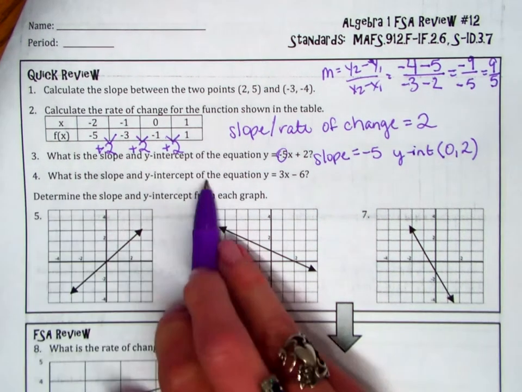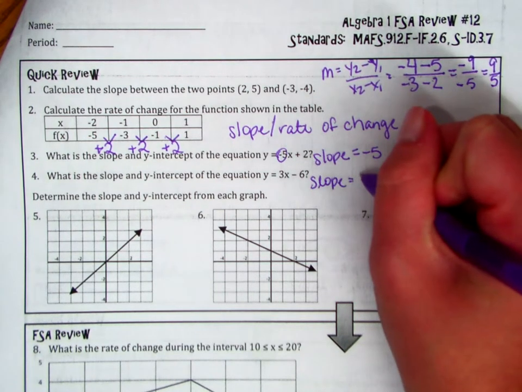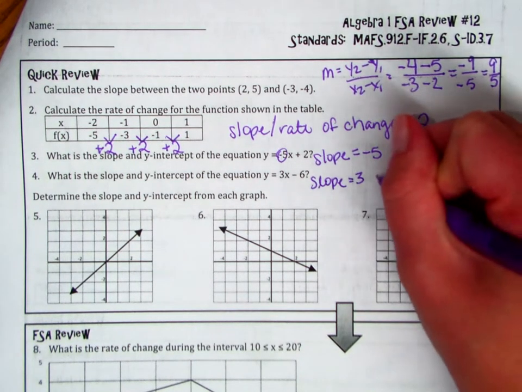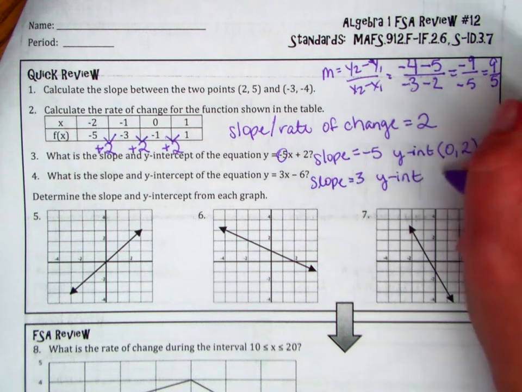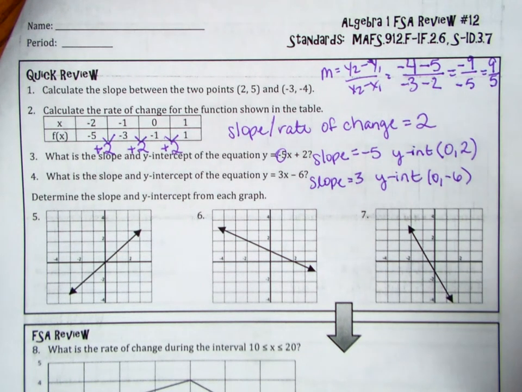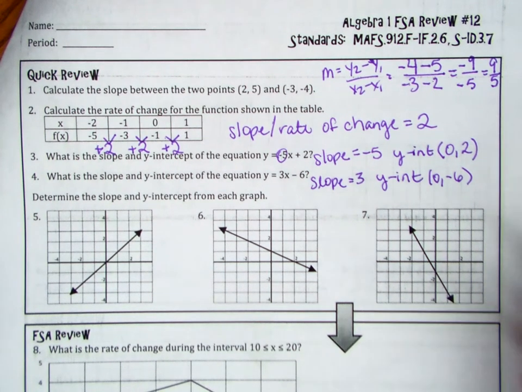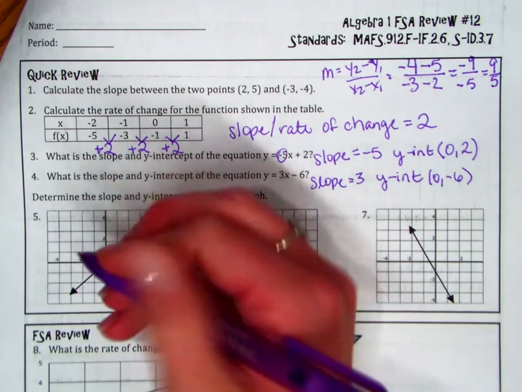So same thing, what is the slope and y-intercept? My slope is equal to 3, it's next to my x. And my y-intercept is 0, -6, because it is a coordinate point on my graph. Do not forget that.